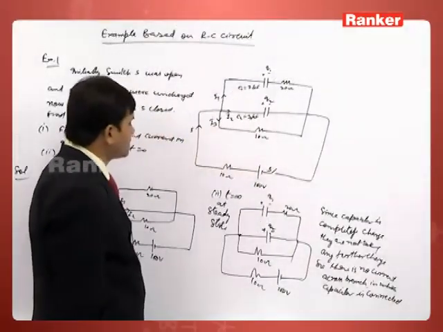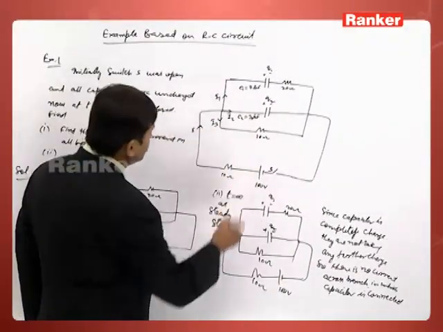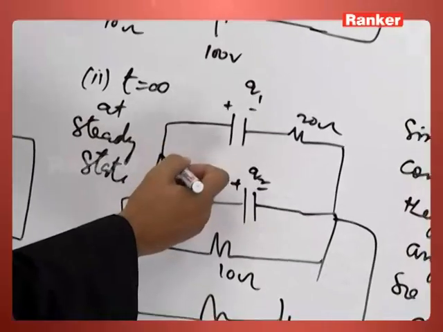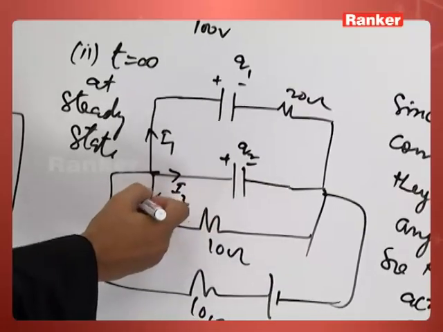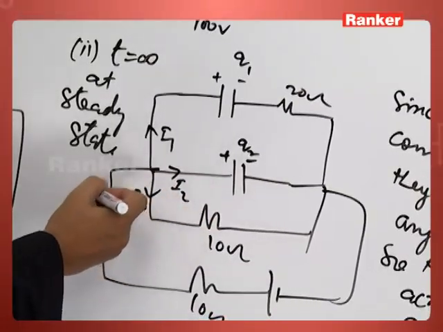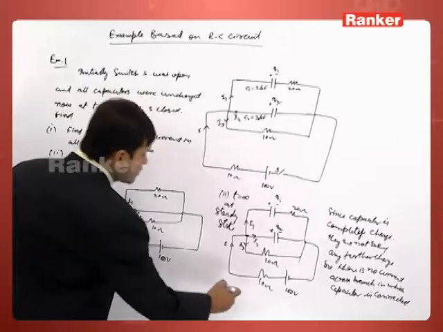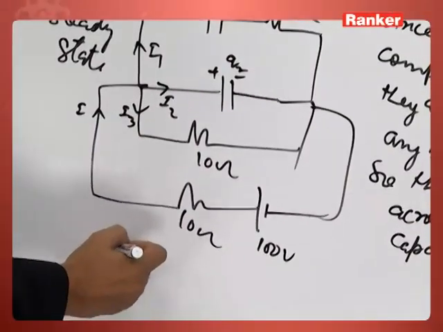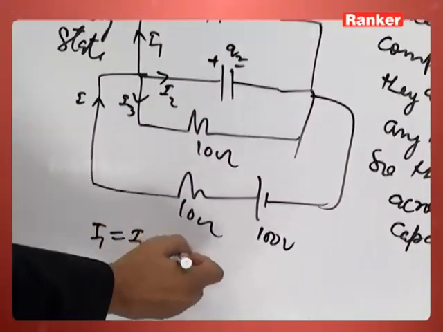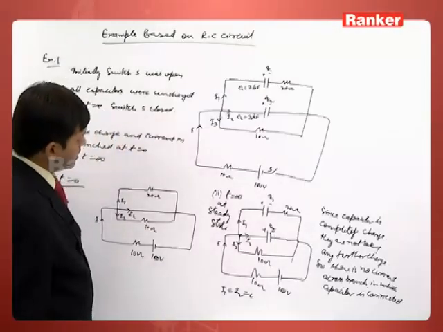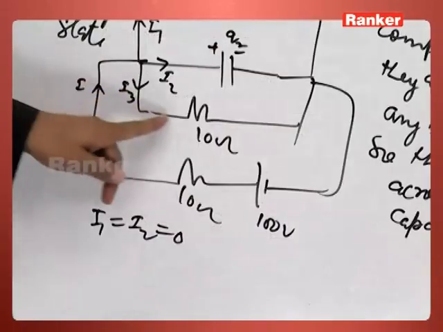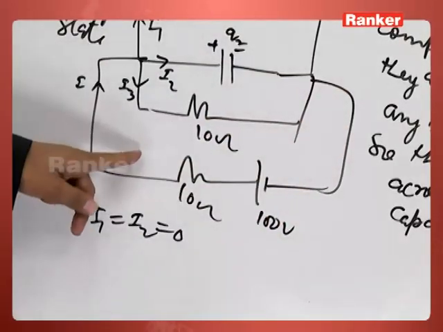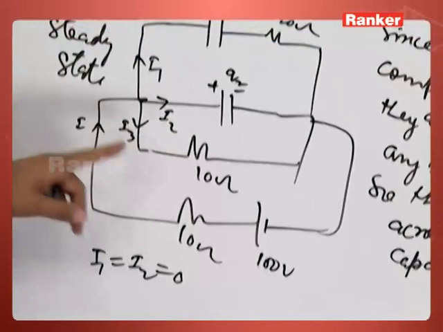So, no current across a branch in which a capacitor is connected means we can say here, as we took I1, I2 as the currents in these branches, I1 and I2 will be 0. So I1 is equal to I2, that is 0. Whatever current flows, flows through this branch here. So I is equal to I3.